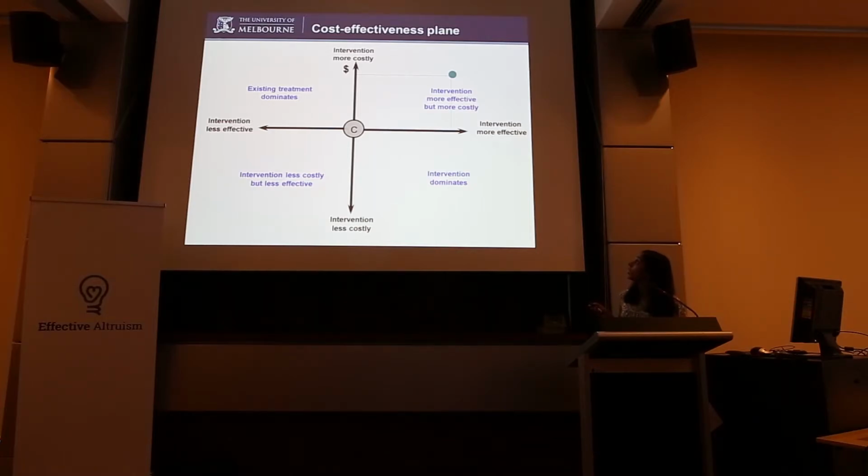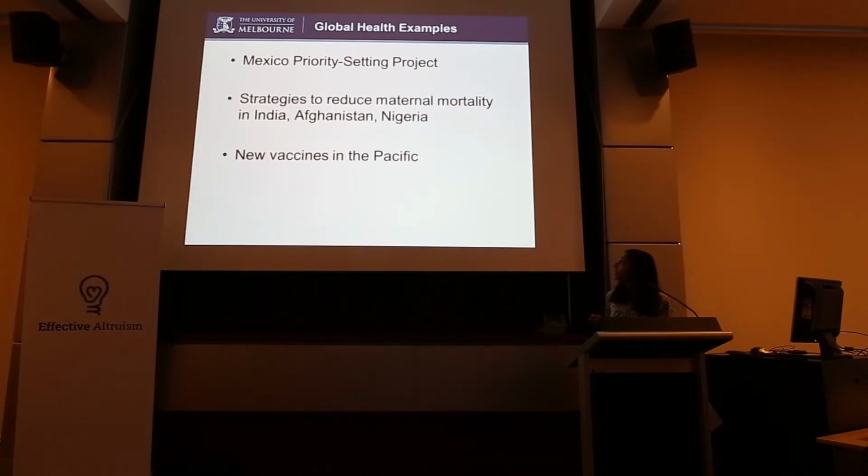But generally, most interventions that we assess would be up in this quadrant. You plot the incremental costs up here and the incremental benefits. And that slope from the comparator to that point is your incremental cost effectiveness ratio.